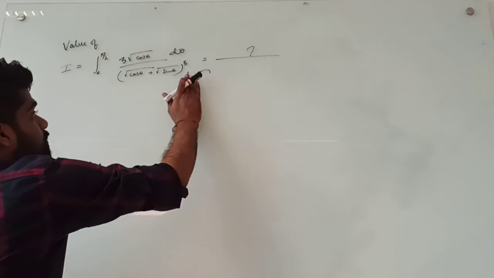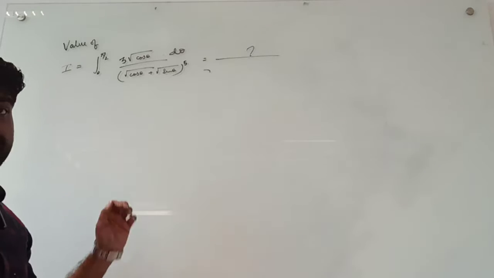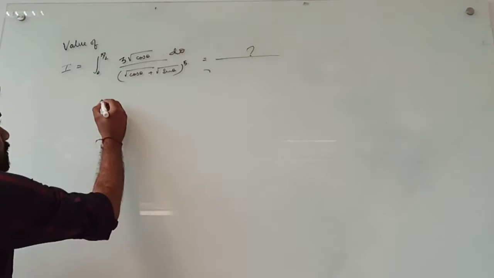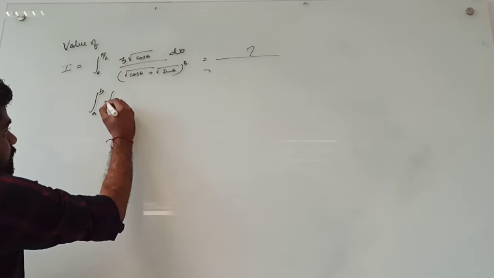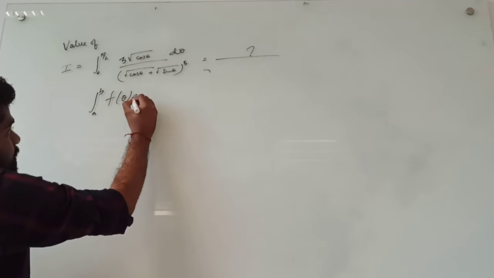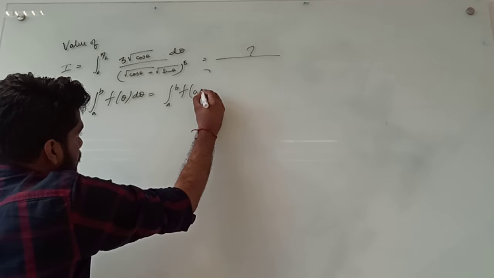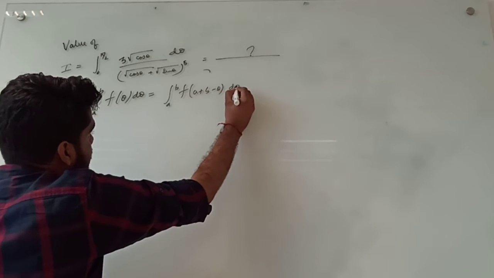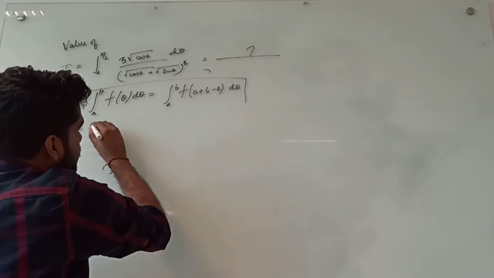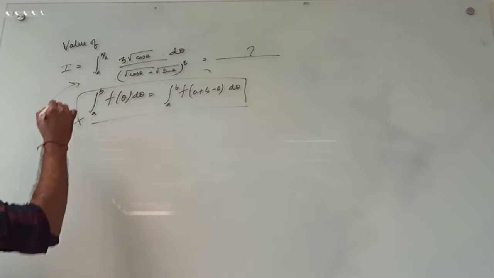Okay, so we'll start. We'll be using the properties of definite integral. Which property? We can remember one property: integral of a to b f theta d theta can be written as integral a to b f of a plus b minus theta d theta. This is one of the properties of definite integral, and we can apply this property in this sum.